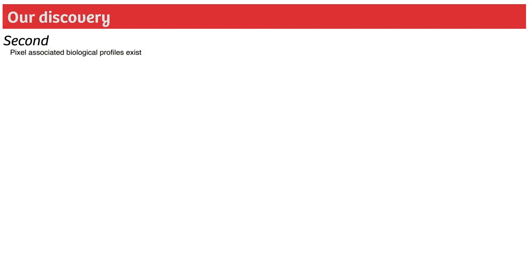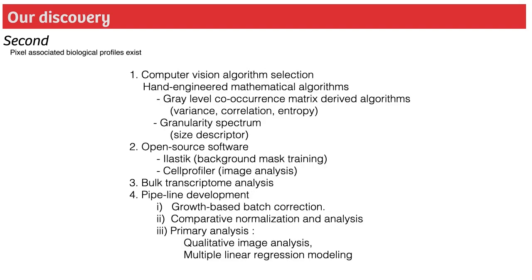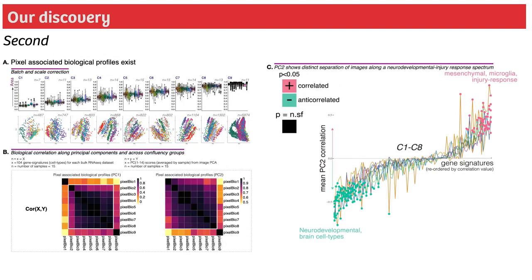The next step is the computational work, to uncover what I call pixel associated biological profiles, and whether they exist. I used hand engineered mathematical algorithms that were already present in Cell Profiler, and then compared them with bulk transcriptome data sets for the gene signatures, to compare with the pixel features that I had. And we moved on to look at the representation.